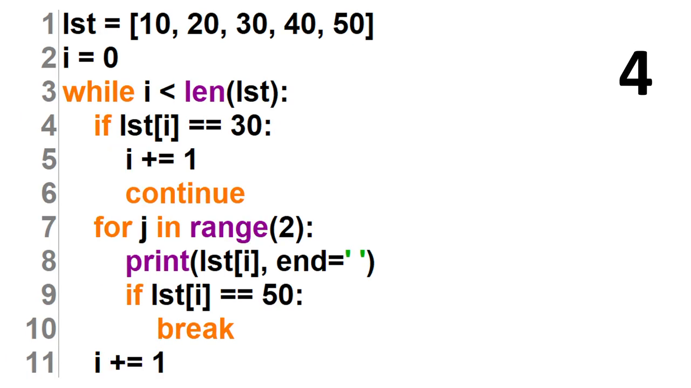The fourth question is this. In this also, the same thing. A list is there again, and a while, and in this while again we have if, then continue. In this, continue and break, both I'm using. And then this is the logic.